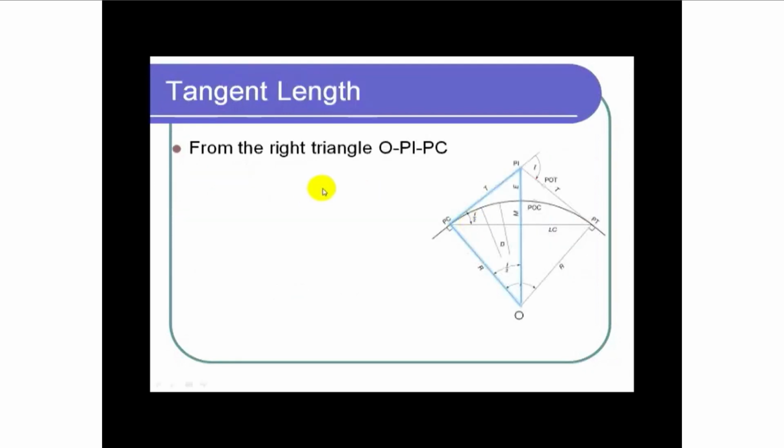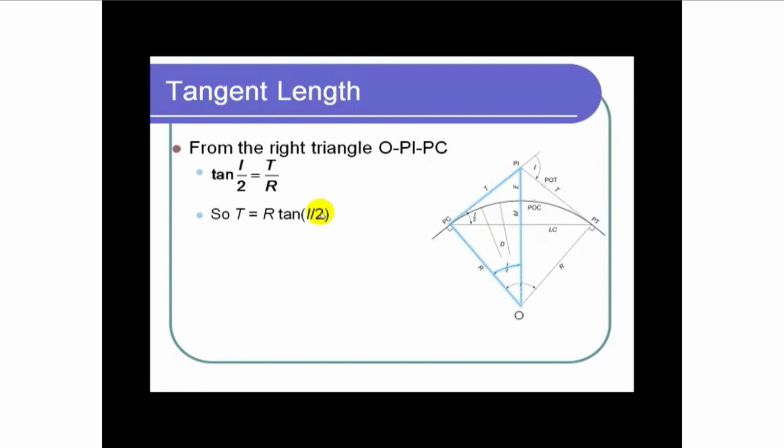For the tangent length, we look at the right triangle O-PI-PC. If you look at this curve, the tangent is the opposite side of the intersection angle, and we've bisected the intersection angle, so therefore we're looking at half of the intersection angle down here. We know the radius of the curve, we know the intersection angle of the curve. This is the opposite side, so we've got the opposite and adjacent side, so we use the tangent function. So the tangent of I over 2 is equal to T over R.